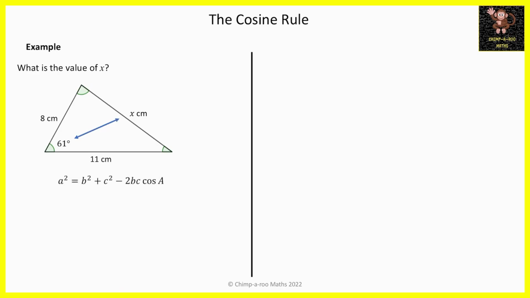A squared equals b squared plus c squared minus 2bc cos A. Then substitute in all the values. Because x is the side opposite the angle, that's what our A is going to be. And it doesn't matter which side is b and which side is c, as we're adding and multiplying. So x squared is 8 squared plus 11 squared minus 2 times 8 times 11 cos 61. Simplify that to give you 185 minus 176 cos 61.